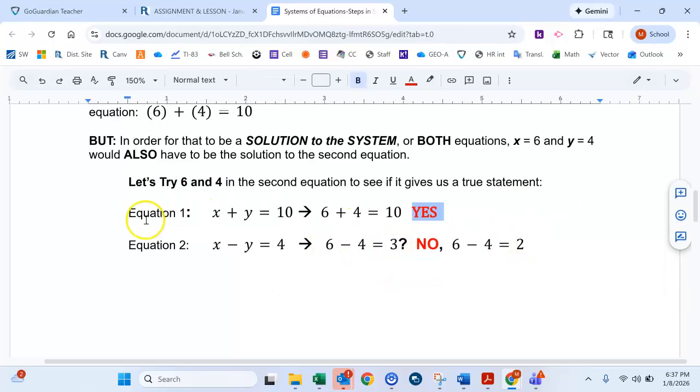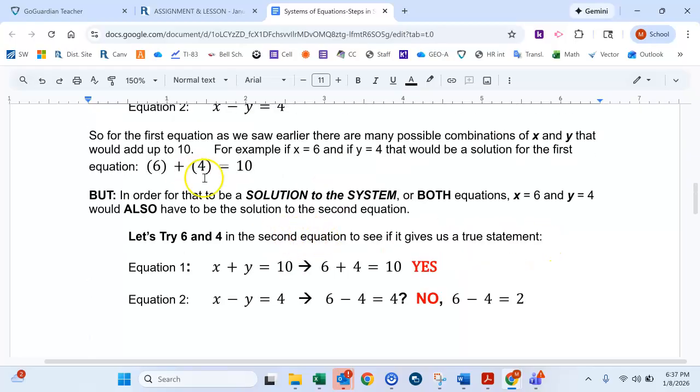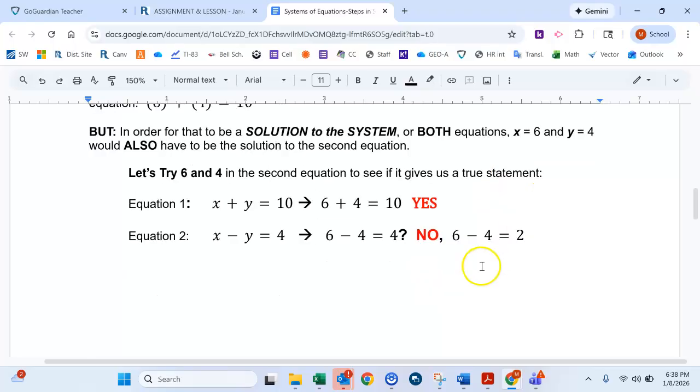But it's only a solution if it's yes for equation 1 and yes for equation 2. So we put in equation 2, we get 6 minus, so this is x minus y is equal to 4. So 6 minus 4, is that equal to 4? Let me fix that. No, it's not equal to 4. 6 minus 4 is equal to 2. So 6 and 4 are not a solution, okay?